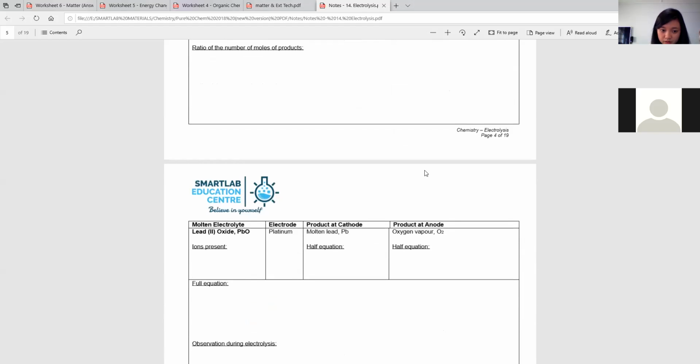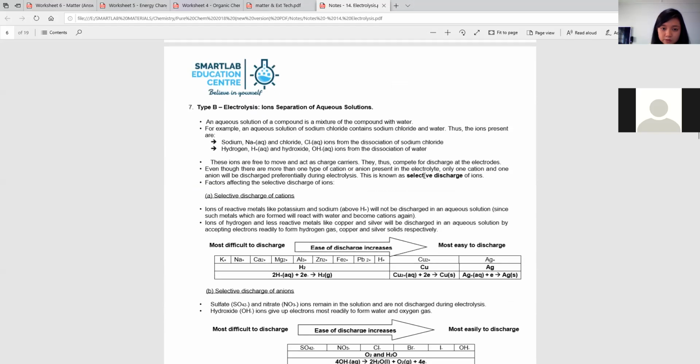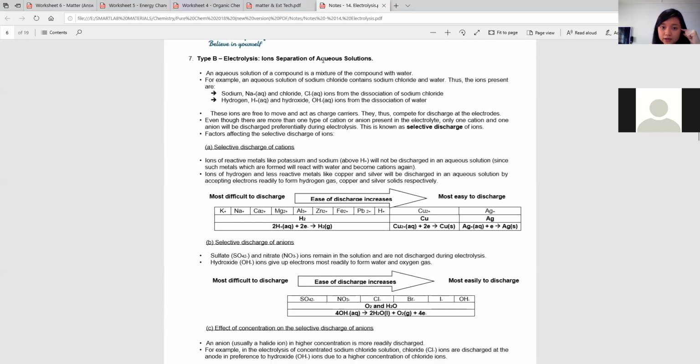Okay, another one. If your ions are in an aqueous solution, whereas just now it was molten, molten means straight away one cation, one anion. But if it's aqueous, because you're adding in water, water itself is able to dissociate to give you H plus and OH minus also.